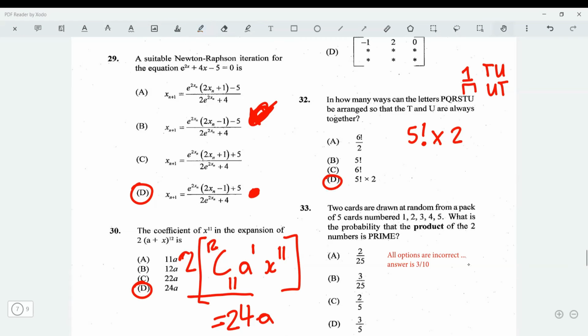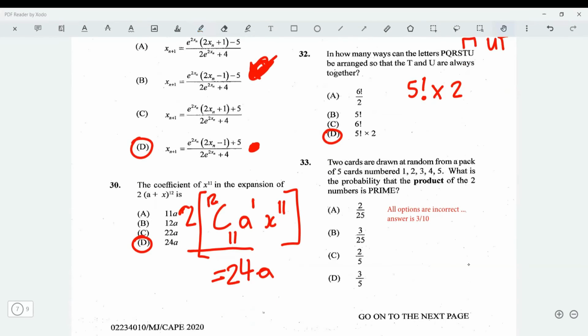All right, nice. Question 33, as you can clearly see, all options are incorrect. The correct answer is 3 over 10. So yes, guys, sometimes they keep questions where the answers are not correct, and what they do is they skip out that question.